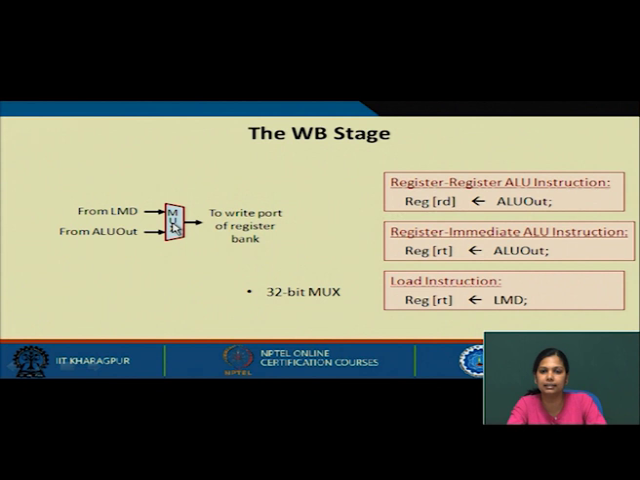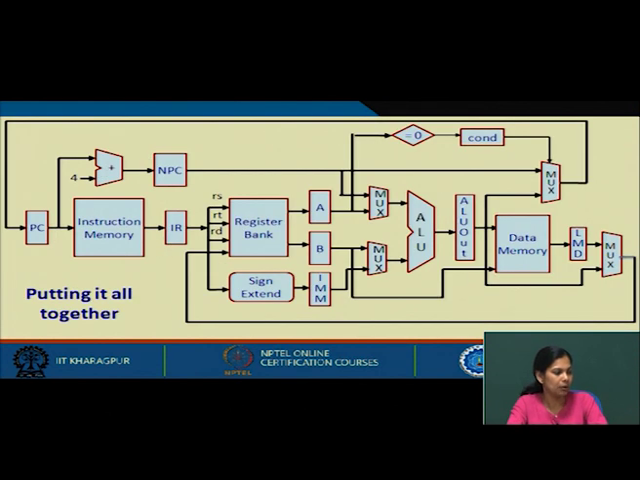Now, till now we have seen the various data paths that are required in the various stages: instruction fetch, instruction decode, execute, memory operation and write back. So, in 5 stages we can see what data path is required in MIPS. Now, let us put it all together.